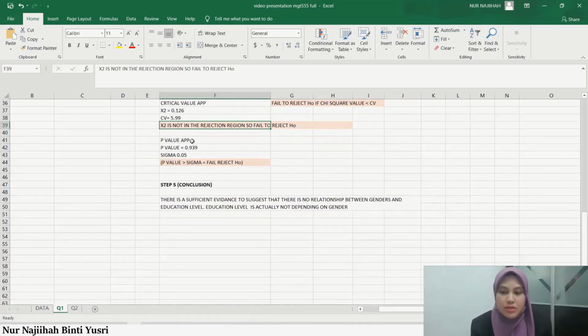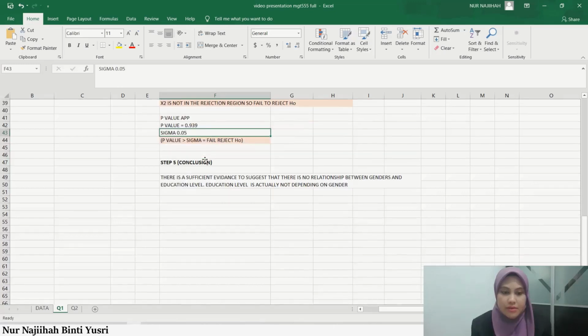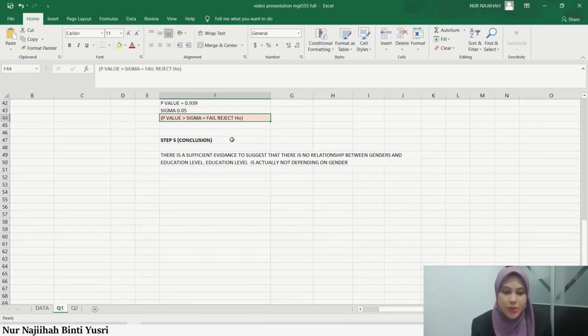Moving on to the p-value approach, the p-value is 0.939 based on the calculation before, and the sigma is 0.05. As the p-value is bigger than sigma, we fail to reject H0.